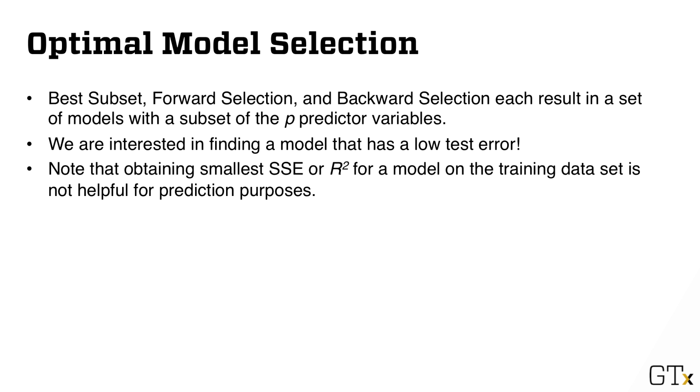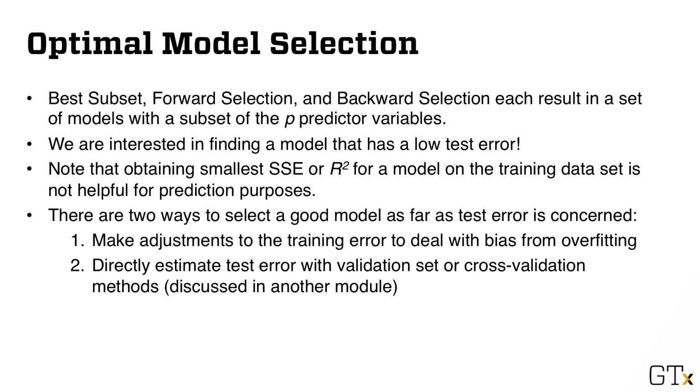Note that obtaining the smallest SSE or the highest R squared for a model on the training data is not helpful for prediction purposes. So, there are two ways to select a good model as far as test error is concerned. One is to make adjustments to the training error to deal with bias from overfitting, or use cross validation on the test data, and we are going to discuss cross validation in another module.